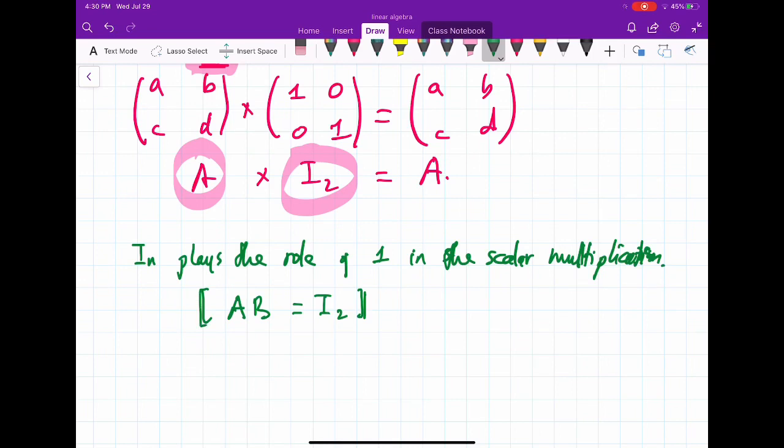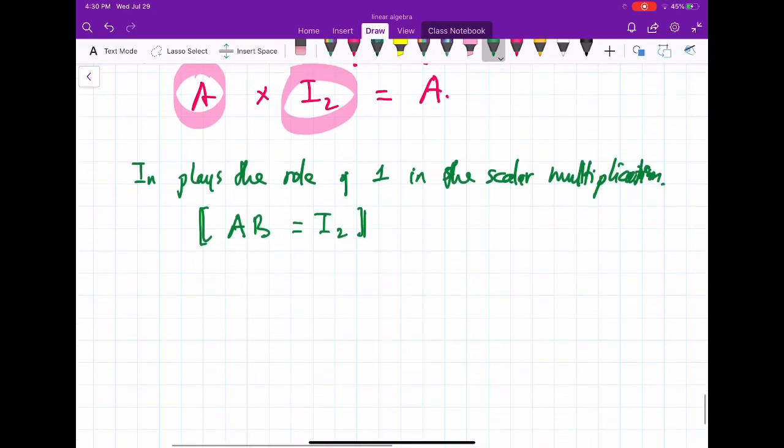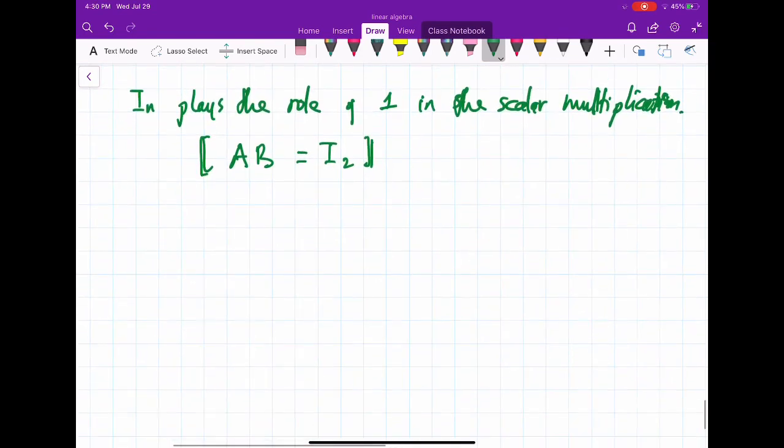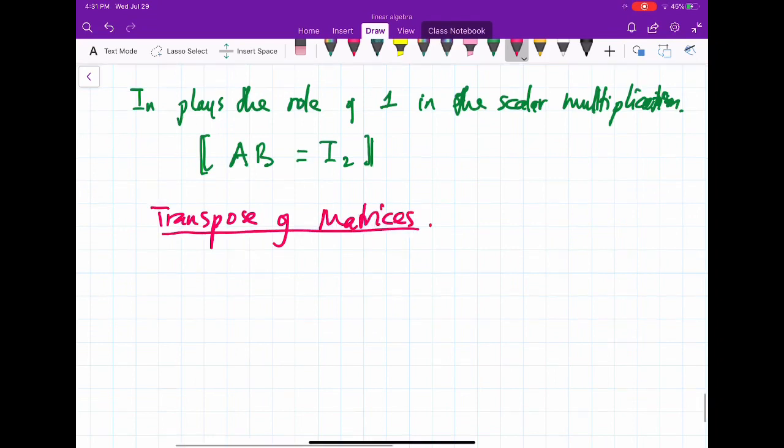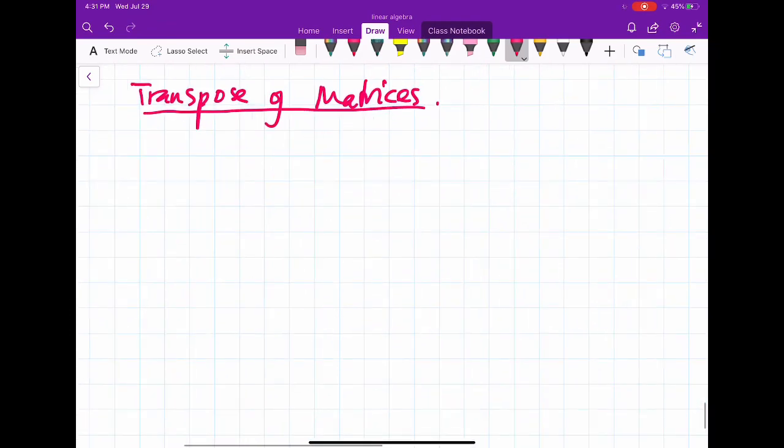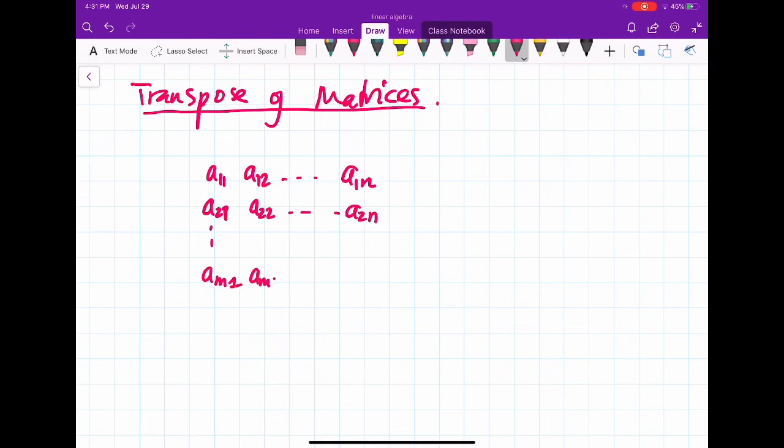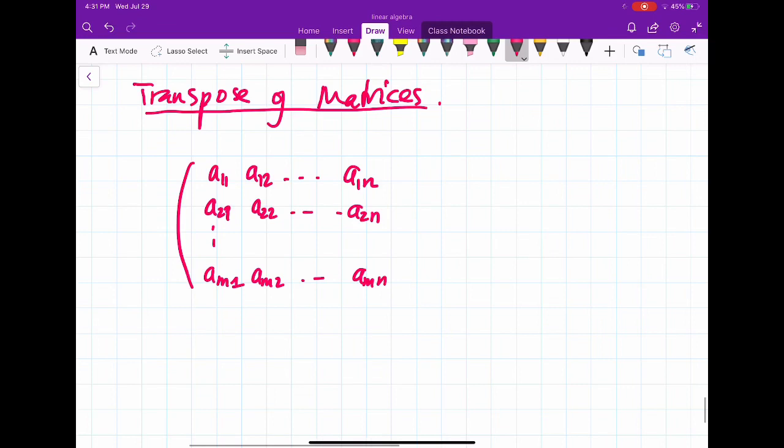Okay, so now let's talk about one more kind of matrices, that is the transpose of matrices. Suppose that you have A11, A12, and A1n, A21, A22, and A2n, and here is Am1, Am2, and Amn. This is the matrix A of the size m by n, with m rows and n columns.